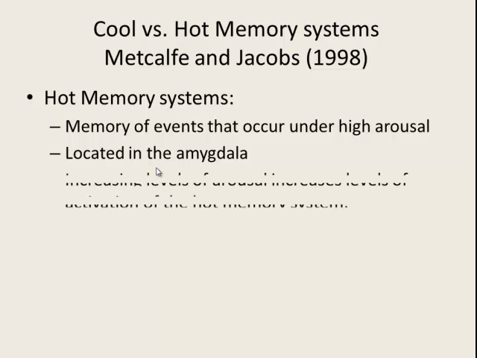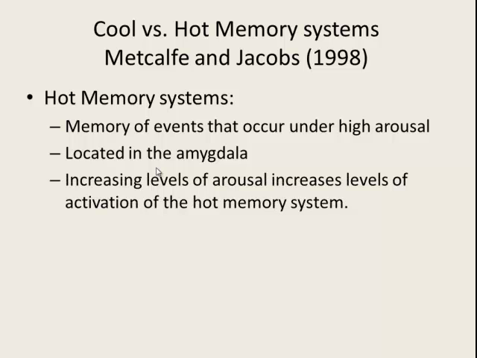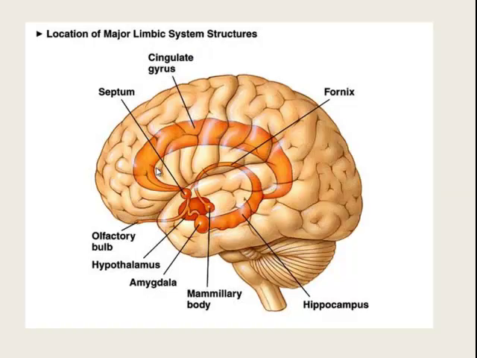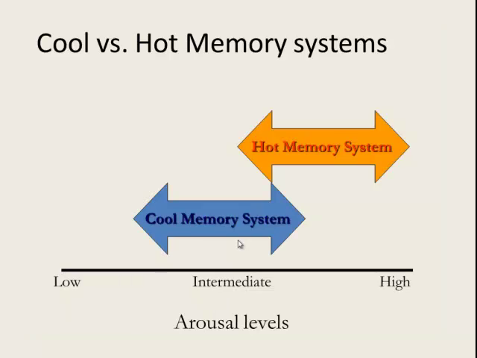The amygdala is learning those fearful things. Increased levels of arousal increase the level of activity in the hot memory system. Could be better at the central or highly relevant stimuli and not so good at the periphery. So here's the amygdala, here's the hippocampus. I have to say the amygdala and hippocampus do communicate with each other quite a lot. But if you see a snake, that's going to come up and it's going to be really learned about in the amygdala. If you see a blue car over there, your hippocampus is probably going to register it. You might remember it later in the day, not so important. So this is the kind of level, low level and high level. The hot memory system works better up here, and the cool memory system works better down here. It's a little bit like the Yerkes-Dodson, that it depends on the event.